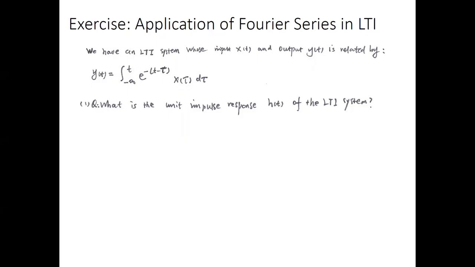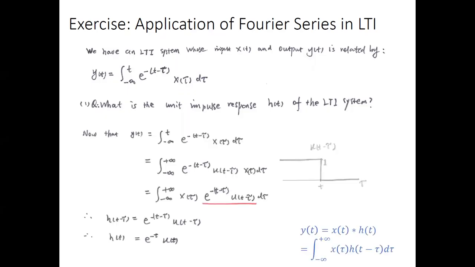Okay, let's look at the first step, how to determine h of t. Y of t here, just copy it down. And the first thing, as I said, we want to make it look similar to the standard form of convolution, which I put in this blue font here. Therefore, we need to change the integration limit from t to plus infinity, making sure that this change does not change the value of this integral.